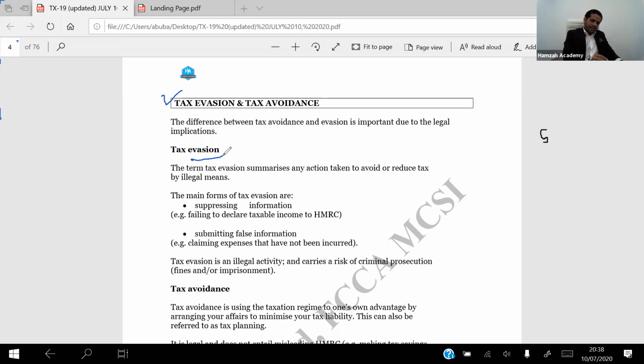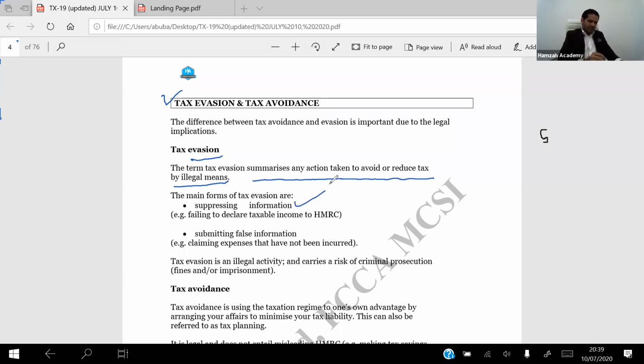So tax evasion is, the term evasion summarizes any action taken to avoid or reduce tax by illegal means. Illegal can be anything. I gave false income tax returns. I hide my income. I wrote, I don't have a car, but I have a car. I wrote this house is not under my ownership, but it was under my ownership. So anything when I'm lying, anything which is illegal, hiding, misstatement, misleading, anything.